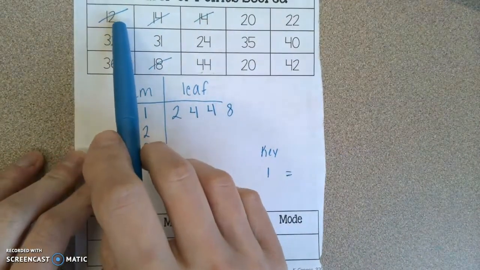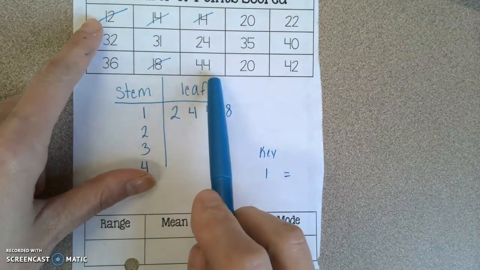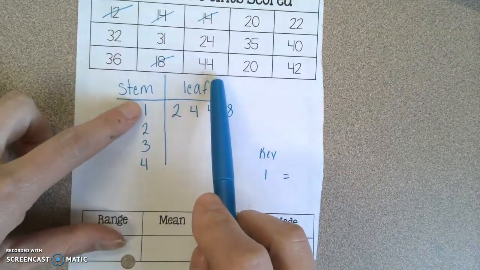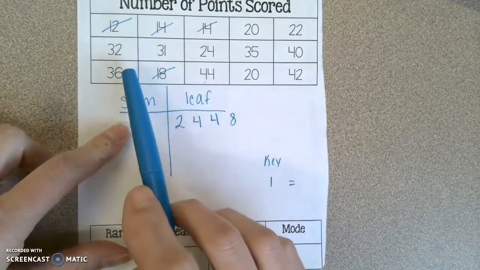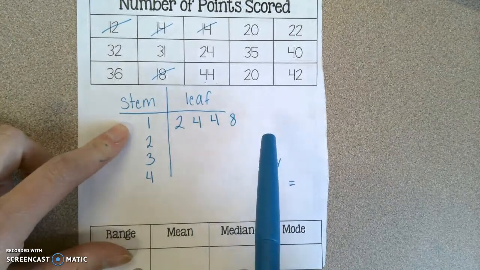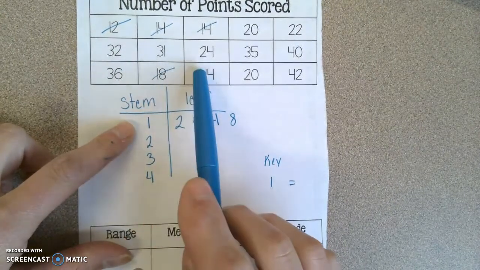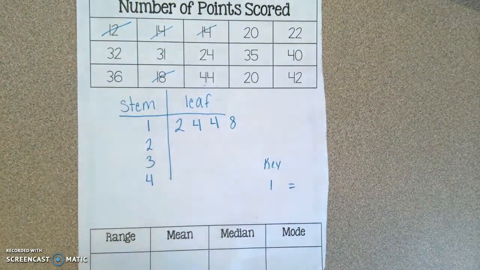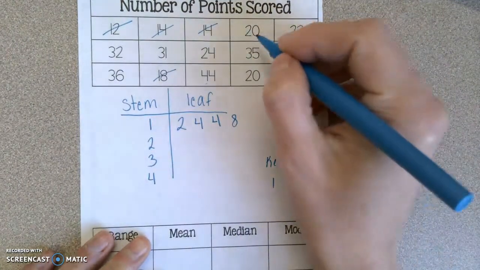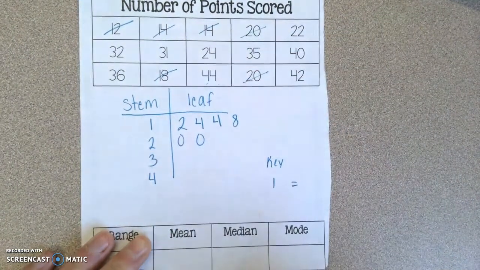And then I can see my smallest number is a 12, and my biggest is 44. So I want my stems to go from 1 to 4. 1, 2, 3, 4. Okay, and then I start filling in my leaves. If I've got 12, I'm going to go from smallest to biggest, least to greatest. I put a 2 here to represent 12, and then I have two 14s, so 4 and 4. I have an 18, so I put an 8. And then I get into the 20s, I have a 20, and then another 20, and keep going from there.